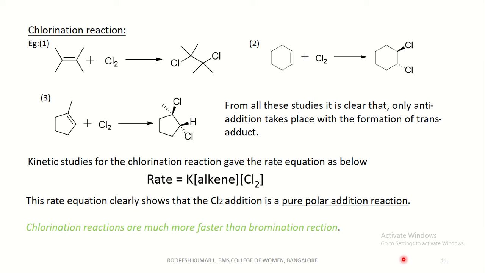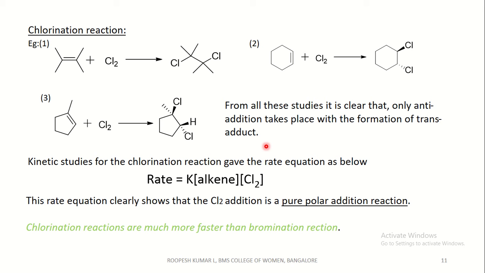Coming to the chlorination reaction now. Till now we studied bromination, now we will see chlorination. That is, tetramethyl ethylene reacts with chlorine to form a trans product, and this is the second example, and this is the third one. From all these studies it is clear that only trans addition takes place, with the formation of a trans addition product, as in bromination.